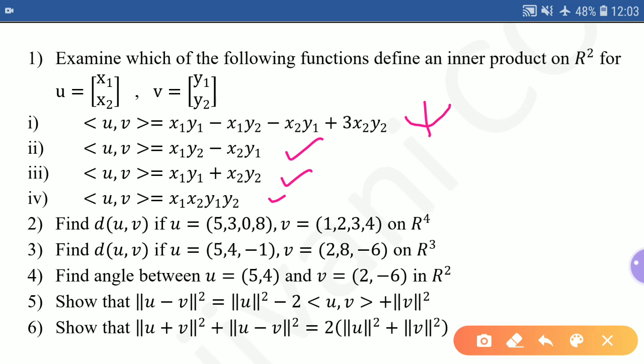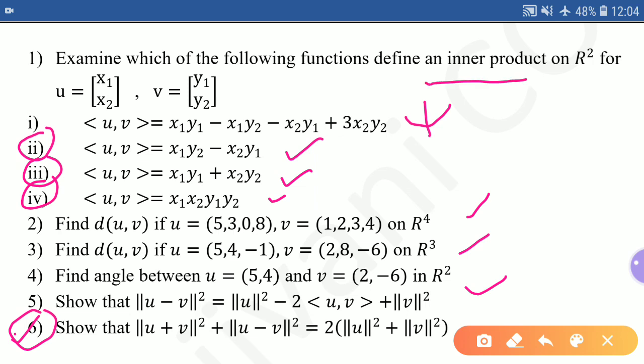In the example numbers, I think 2 and 3 we have completed. This also we have completed. The last one, try to prove. Example number 6, angle also we have calculated. So you need to solve example number 6, example number 2, 3, 4 here, and the rest we have finished. So try to verify whether these defined products define an inner product or not on the given space.